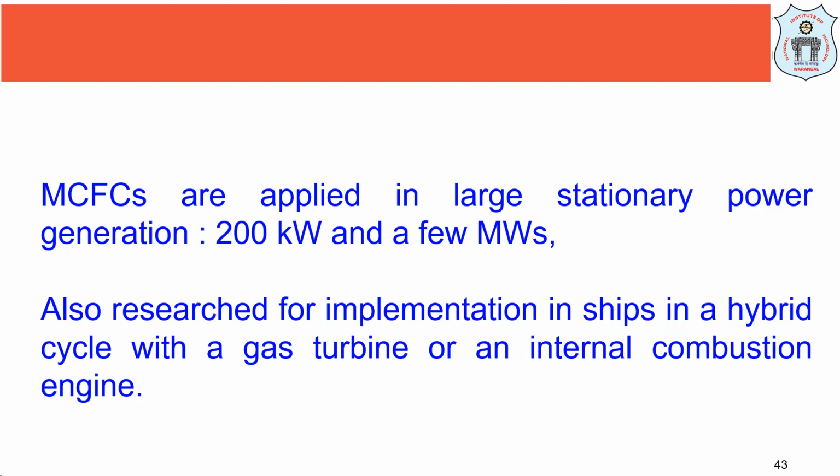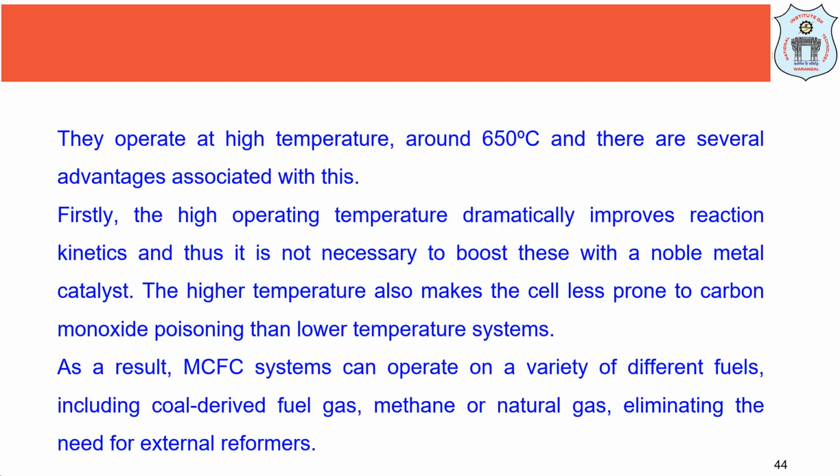Okay, so phosphoric acid is currently being used, and people are looking to replace it with molten carbonate fuel cells for ships also. These molten carbonate fuel cells, as we have repeatedly said, operate at an average temperature of around 650 degrees Celsius, and there are several advantages associated with it.